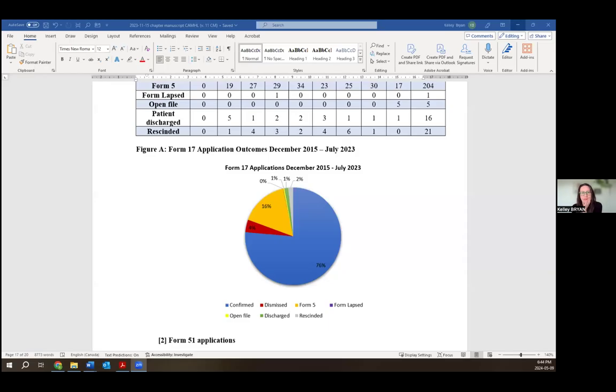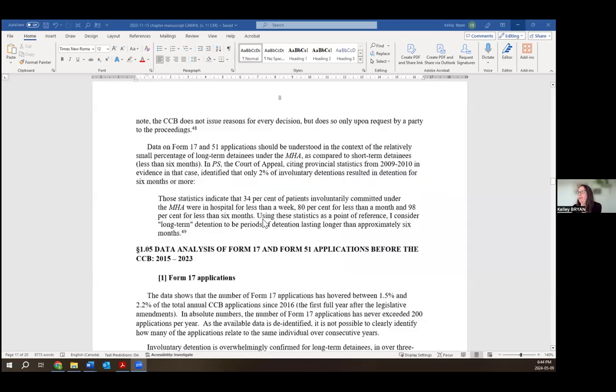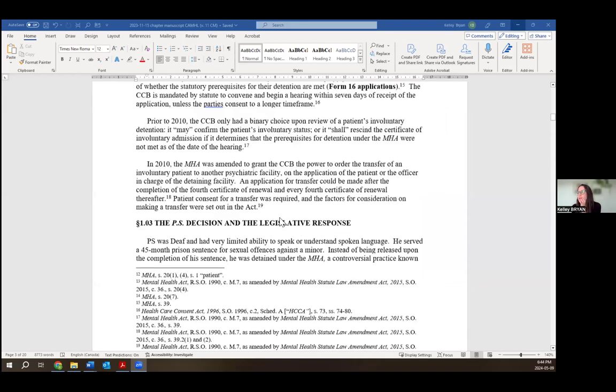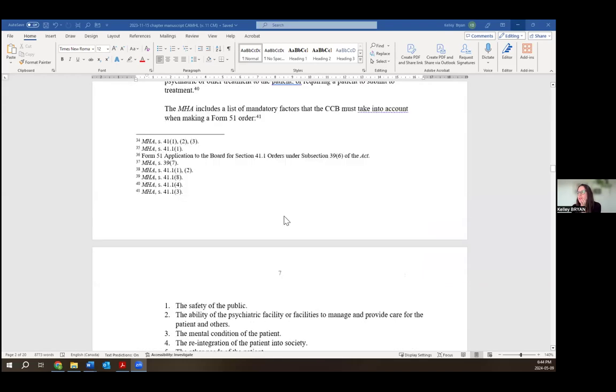So, I only have 5 minutes left, so I'm going to share my screen again. So these are the figures that I was talking about from the chapter. Let me show you some of the statistics.